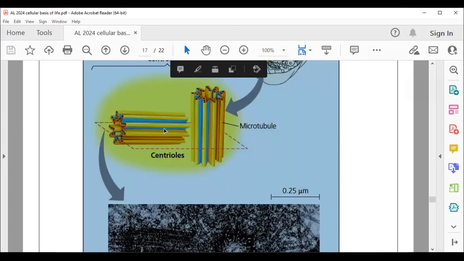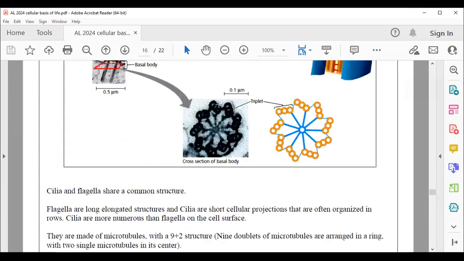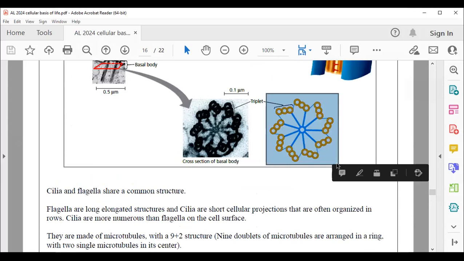In the centriole, you will see the same arrangement as the basal body. What is the arrangement of microtubules in the basal body? Triplet. 9 plus 0. Correct? That is 9 plus 0: 9 triplets in the periphery, no microtubules in the center.